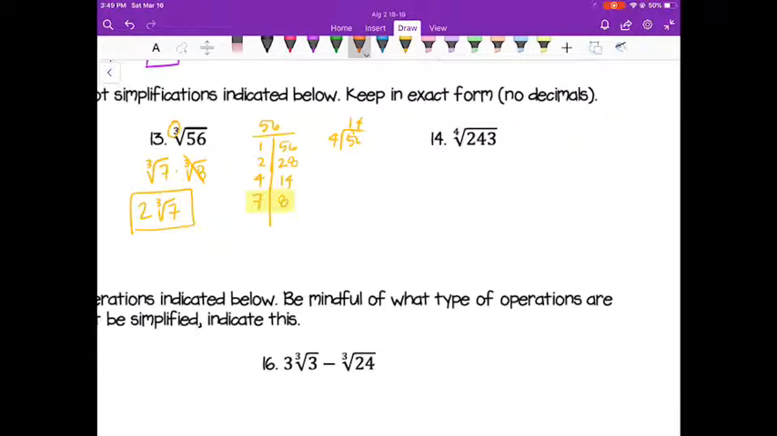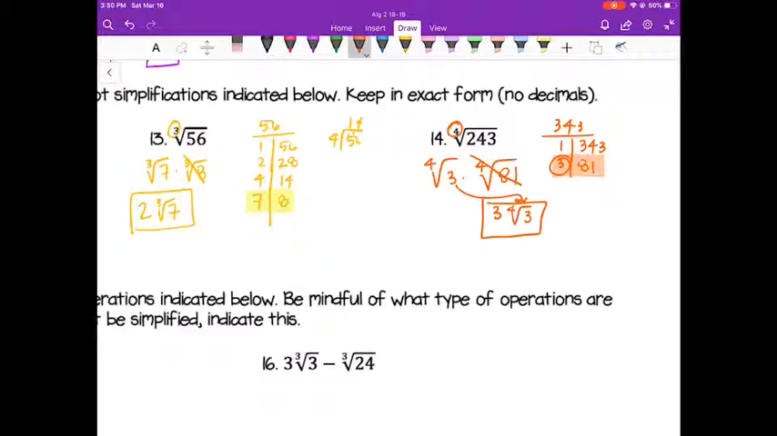And for number 14, I am looking for numbers in my factor chart that are perfect 4th powers. So 243, what is divisible by that? I've got 1 and 243. It's not an even number, so I don't have 2. 243 divided by 3, I am going to get 81. That's good news to me because 81 is 3 to the 4th power. So I've got the 4th root of 3 times the 4th root of 81, and the 4th root of 81 is just 3. So then my final answer, I've got 3 times the 4th root of 3.